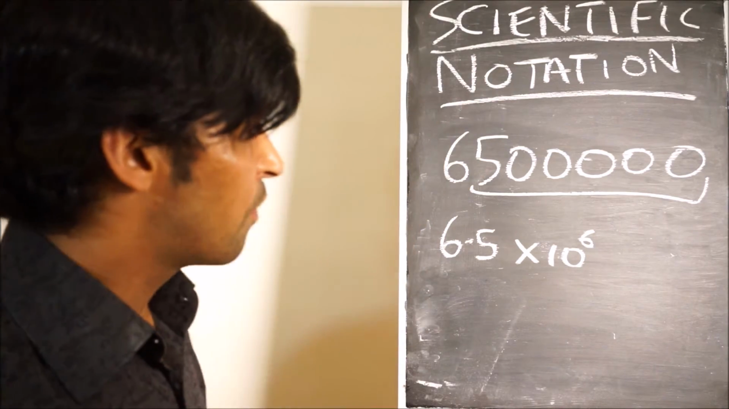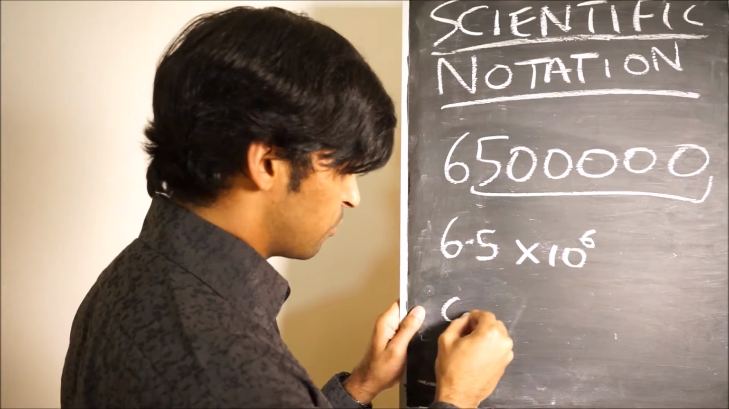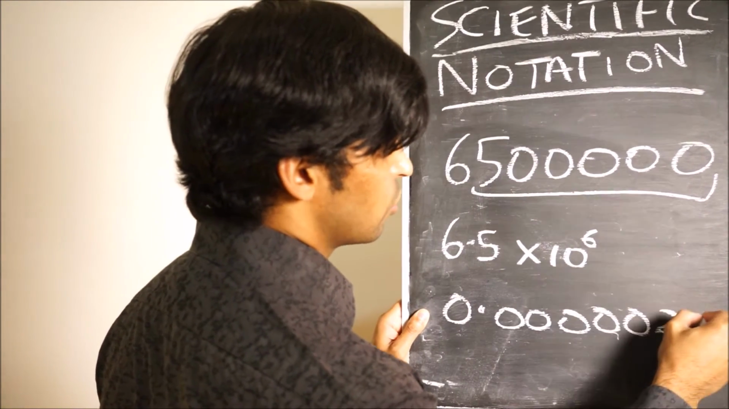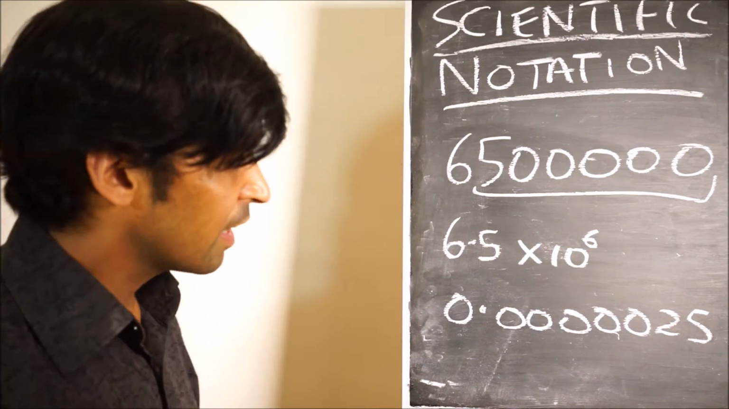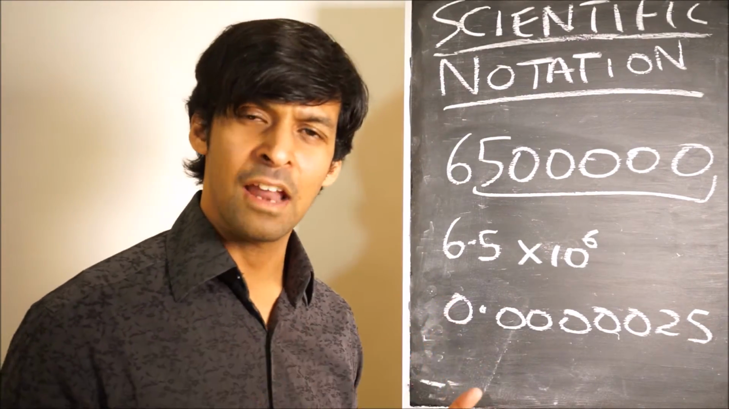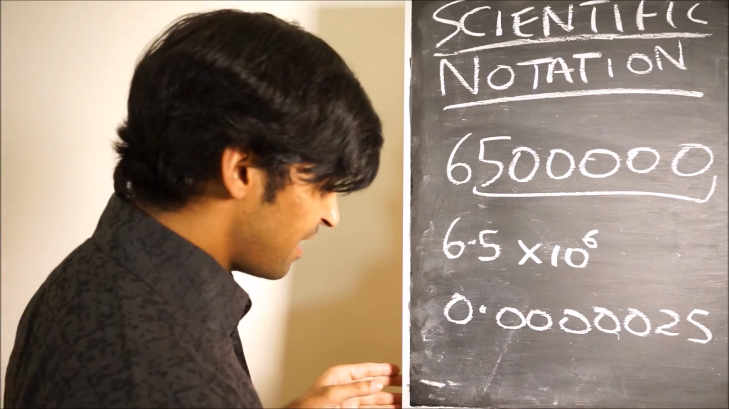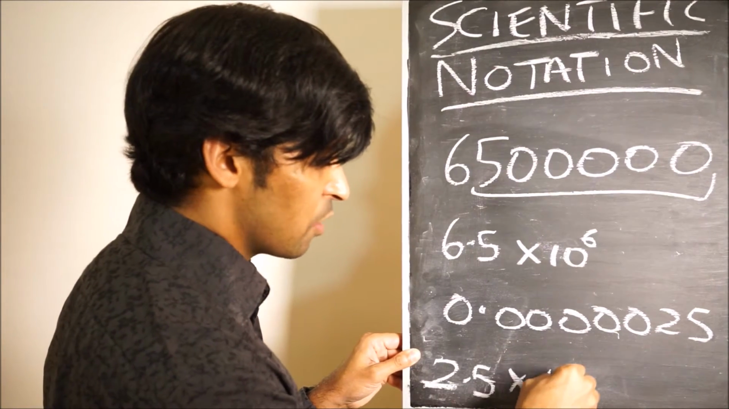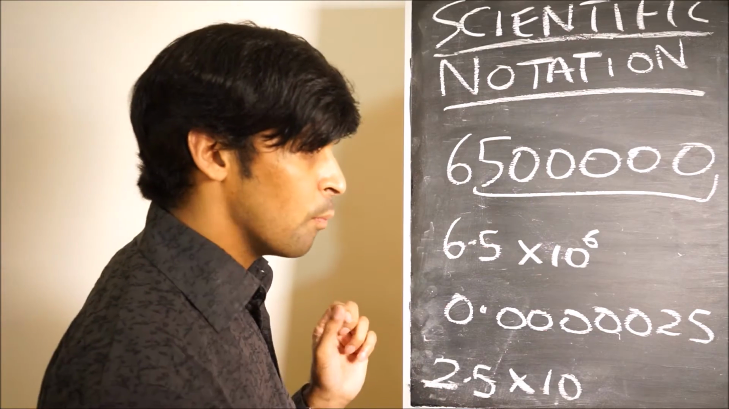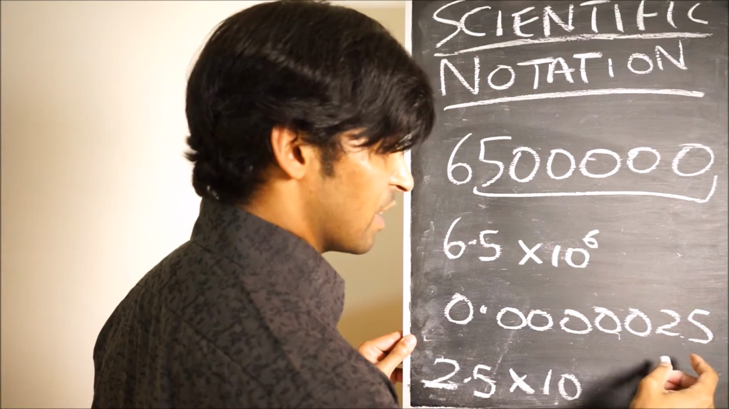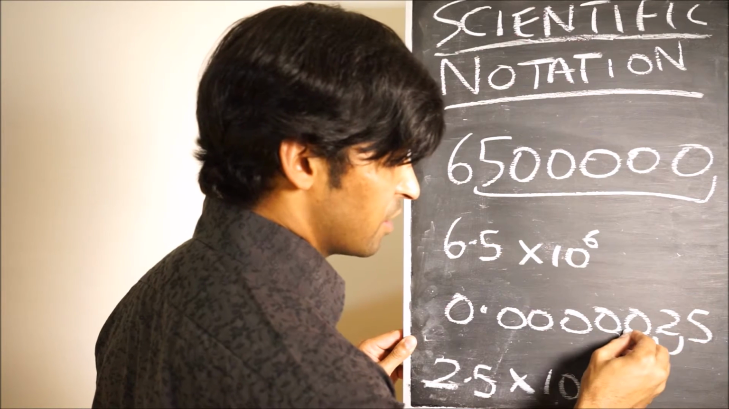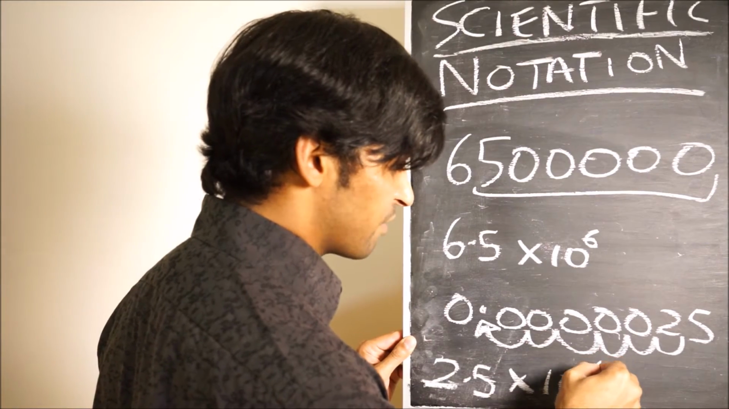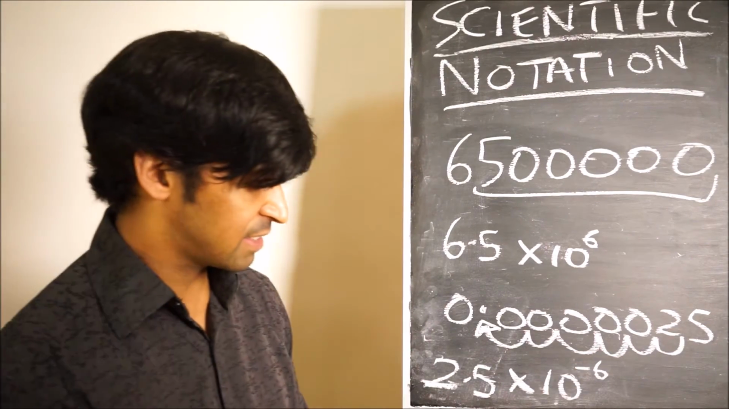On the other side of things, we've got very small numbers. So let's start off with a small number, 0.0000025. Okay, now remember the rule, you start off with a number between 1 and 9, and in this case it's going to be 2.5. Okay, then we give it an exponent, and we figure out how many decimal places backwards it would go. So 2.5, and go 1, 2, 3, 4, 5, 6. So this would be 2.5 times 10 to the minus 6.